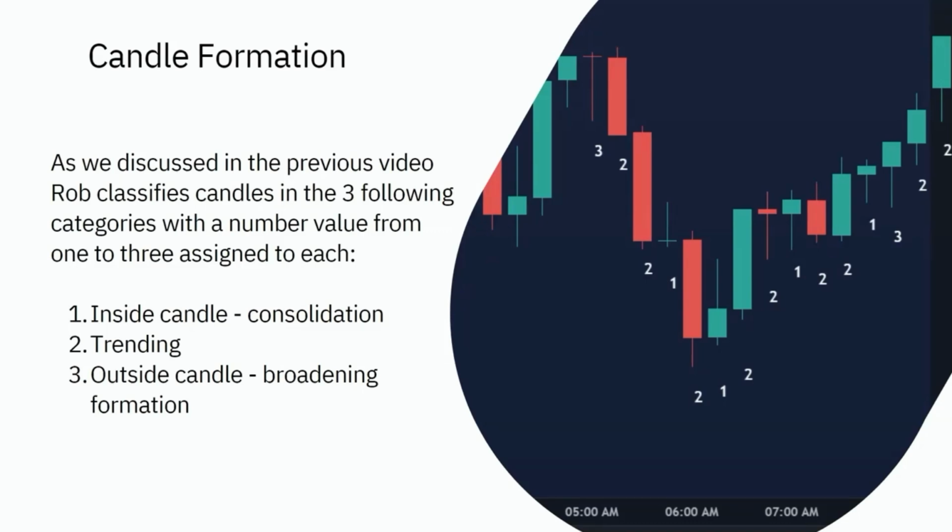Candle formation. As we discussed in the previous video, Rob classifies candles into three categories, with a number value from 1 to 3 assigned to each. 1 is an inside candle, a consolidation, 2 is trending, and 3 is an outside candle, that's the broadening formation.